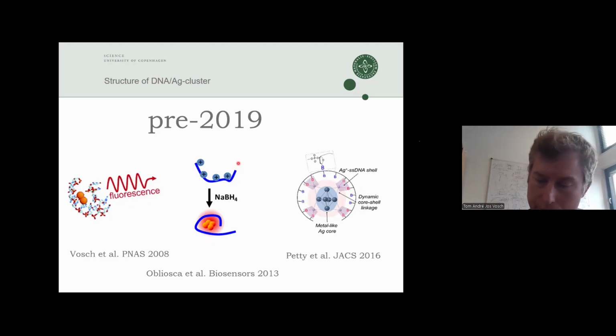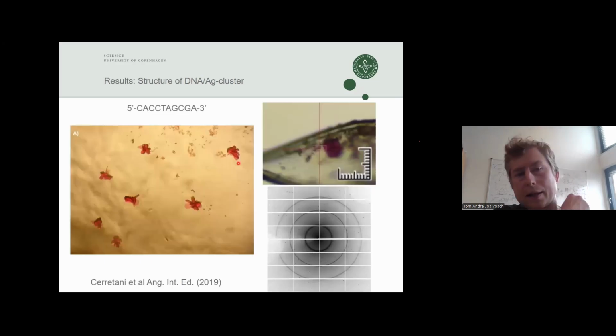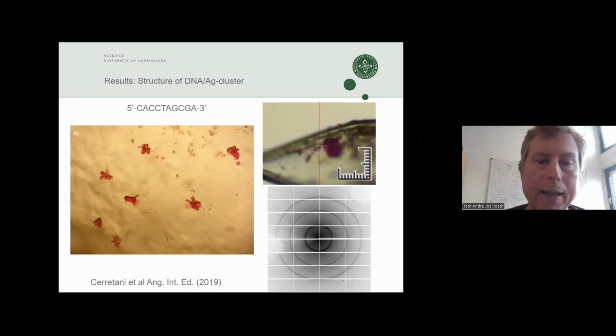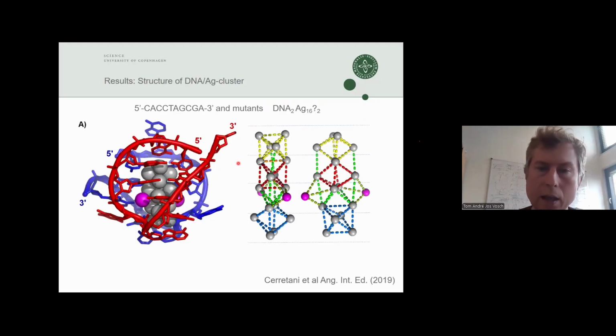There was a paper from the people I showed you in the beginning, from Jeff Petty and Robert Dixon, that showed the structure of a green emitter. And in the same year, we also published the crystal structure of a near IR emitter. And here were some examples from the crystals we took, and then some single crystal X-ray diffraction our collaborator Jiro Kondo did in Japan. And that allowed us to solve the structure of this cluster, which turned out to be a silver 16 cluster that was encapsulated by two DNA strands.